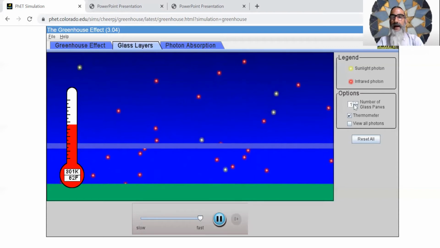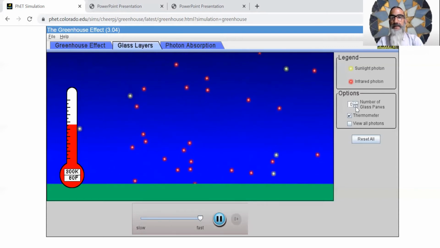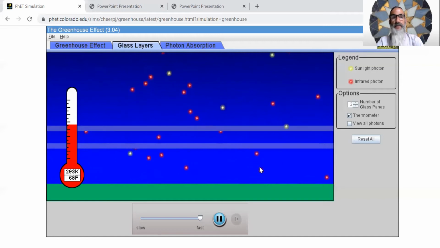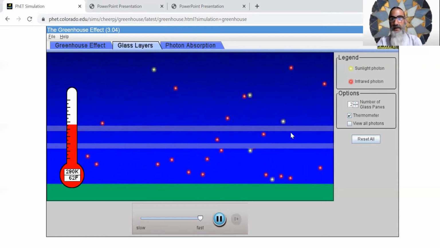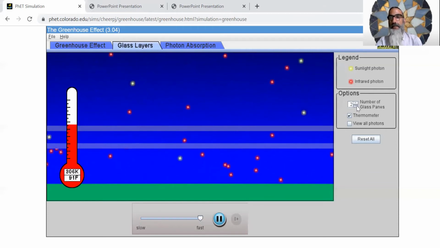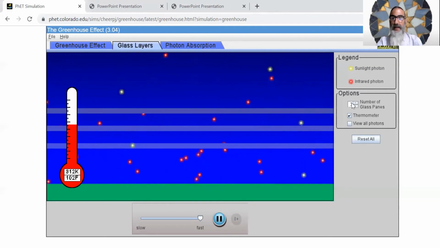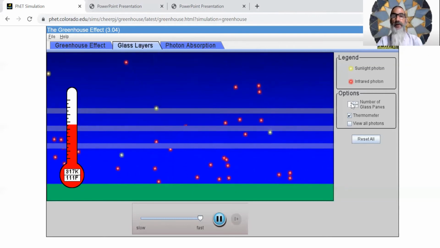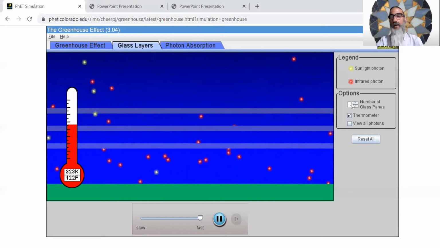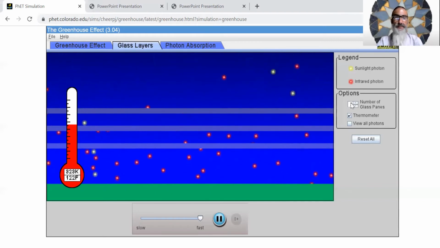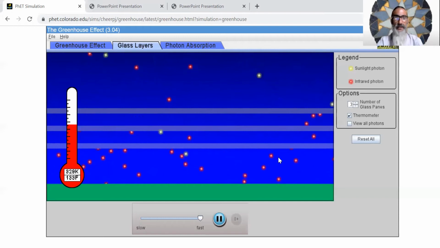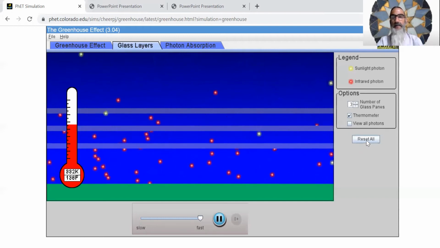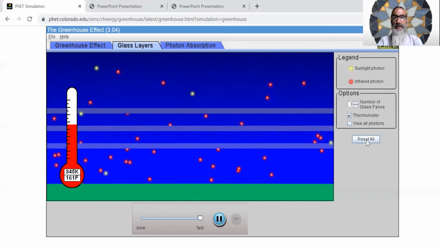Okay? We can add another layer of glass, and we can see that the temperature will increase even more rapidly, because you can see that there is even more heat being trapped. Now, the glass panes represent greenhouse gases such as carbon dioxide, CO2, or methane, which is CH4. So I'll give you a second here to look and make some observations. We can reset the simulation at any time. So let's do that now.